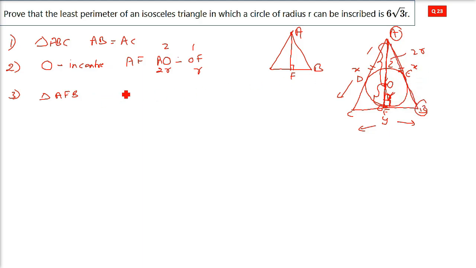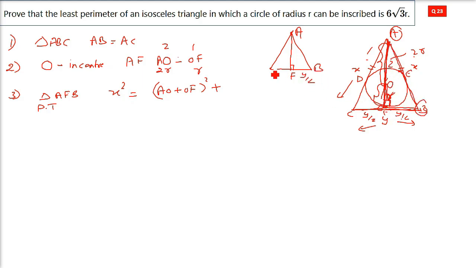Now in this triangle, you can apply the Pythagoras theorem. AB is x, FB is y by 2, and AF is AO plus OF. AO is actually 2r, and OF, from the center to the side BC at F, is r. So you have 2r and r. This is y by 2, this is y by 2. As I said, this is the property: if you have an isosceles triangle, this goes y by 2, half of it. Now we have x square equals AO plus OF whole square plus y by 2 whole square.